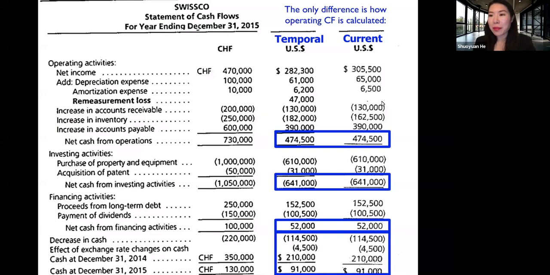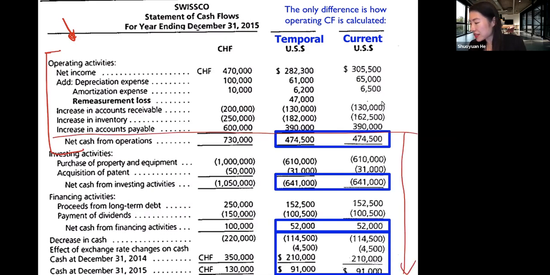We have just talked about the current rate method and the temporal method. Now let's do a brief comparison of the two. This is a comparison of the cash flow statement under the two methods. As you can see here, the only difference occurs in the operating activity section. Starting from here, everything is the same, no matter which method the firm is using.